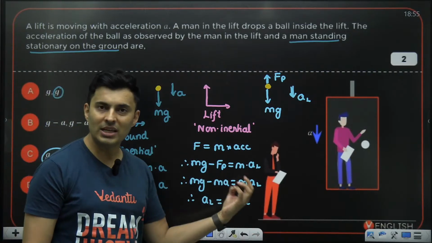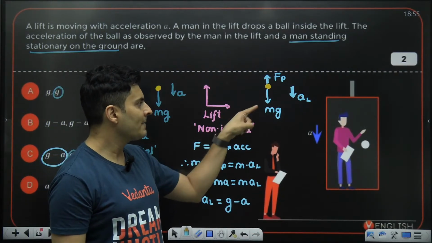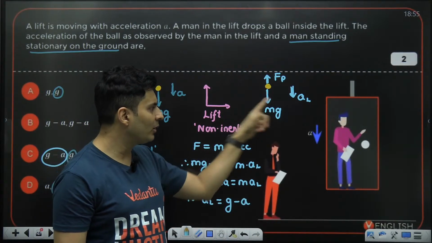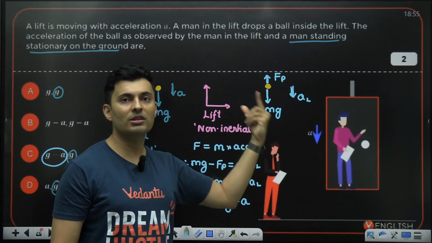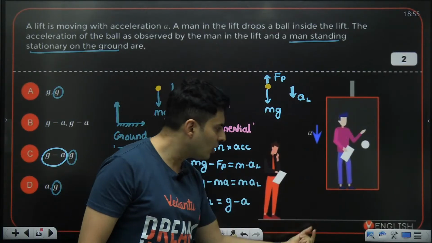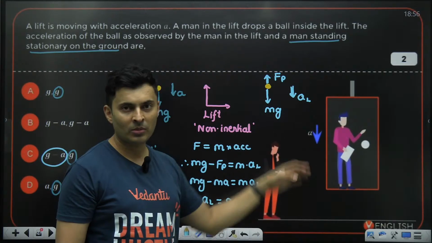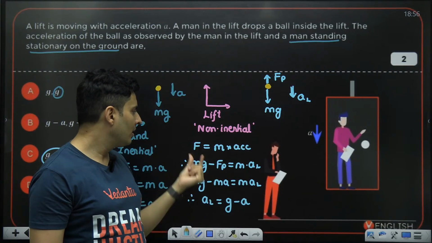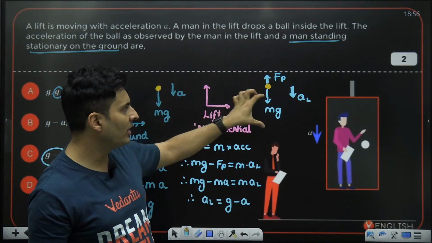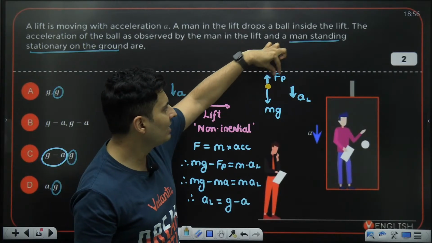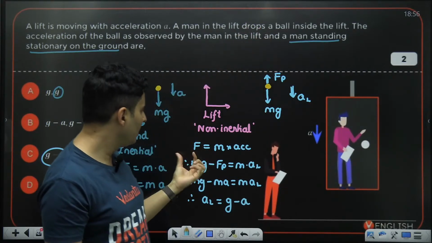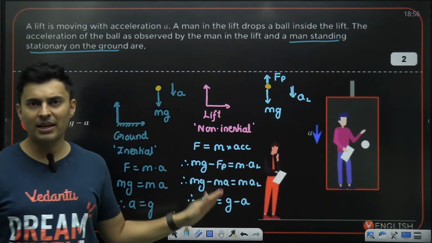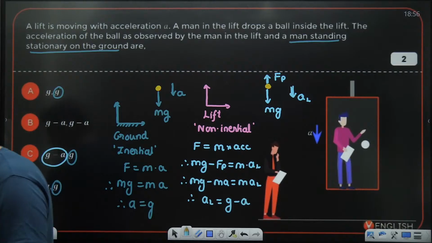This is very interesting to see how, for the lift frame, the acceleration seen will be very different. For the lift frame, apart from the original weight, the pseudo force will also be there, which is exactly opposite to the observer's acceleration. The observer's acceleration is down, so pseudo is up. So net force is ma. Net force is bigger force minus smaller. Why is this big? Because the ball is going down. So big minus small is the net force, which is mass into acceleration. M cancels and we get the answer. Understood now, everyone?